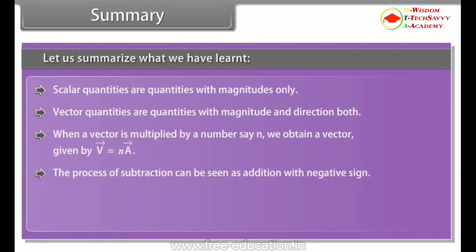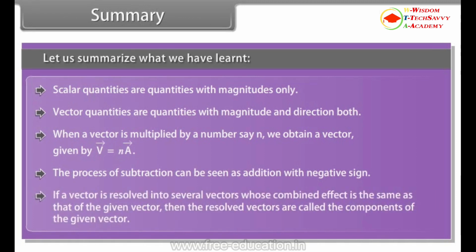The process of subtraction can be seen as addition with a negative sign. If a vector is resolved into several vectors whose combined effect is the same as that of the given vector, then the resolved vectors are called the components of the given vector.